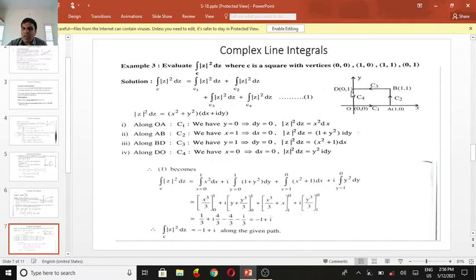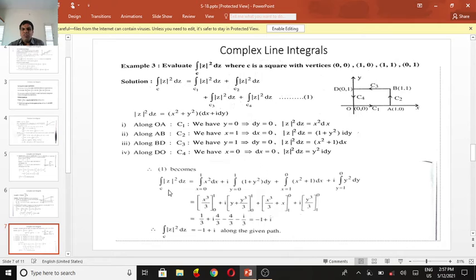So along the curve DO, curve C4, x is 0 because this is the imaginary axis, so dx is 0. Substituting x is 0, we get y square, and dx is 0. So we get y square i dy.